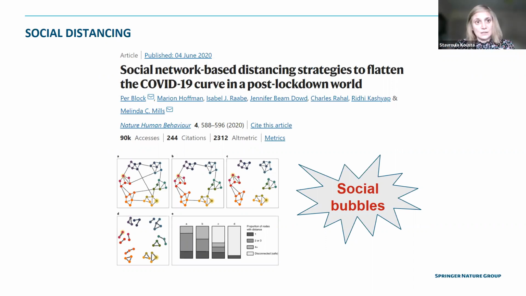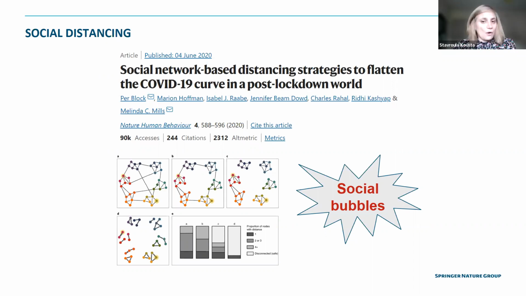So the authors here used modeling and simulations to propose alternatives to complete lockdowns that allowed individuals with well-defined relationships in so-called social bubbles to interact, which meant that social distancing could be highly effective and have lower risks of infection while still having some levels of interaction.